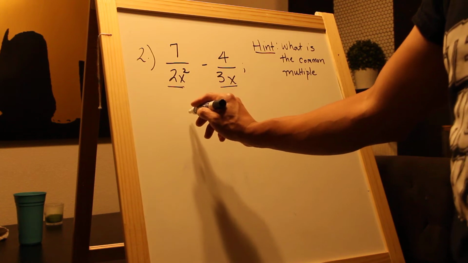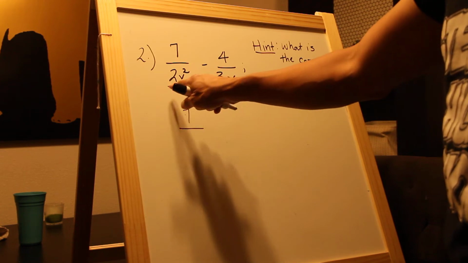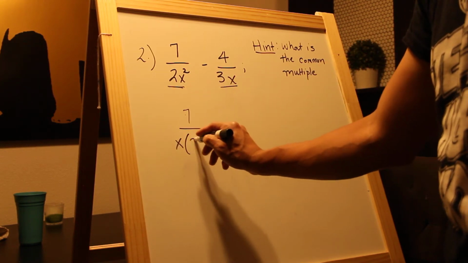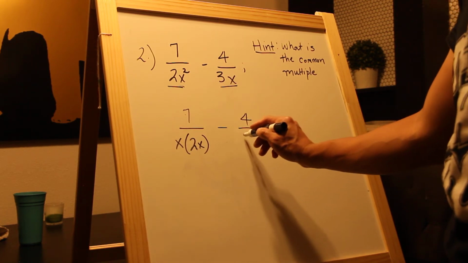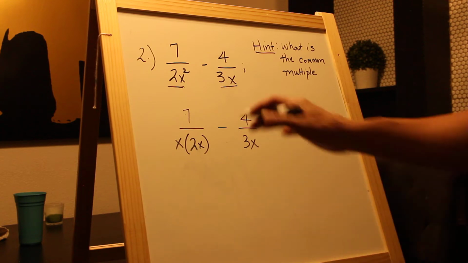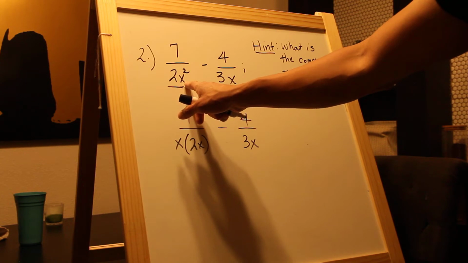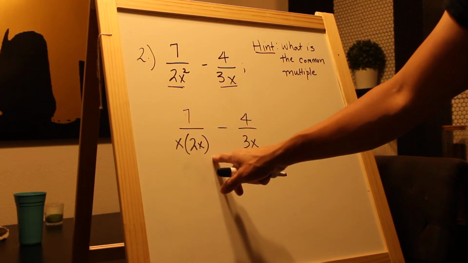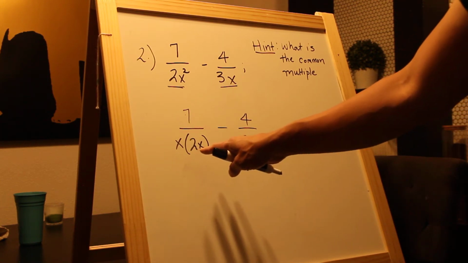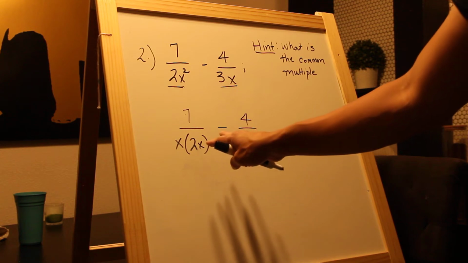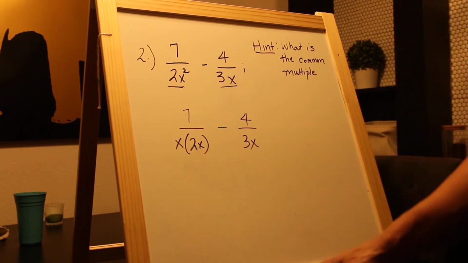A common multiple so far that I see is that when I separate x from 2x squared, I have x over here times 2x over here, minus 4 over 3x. You see here, I factor out an x, so it becomes x times 2x. Now I can see what I have to do to make both of these denominators look the same. Number one, I have to multiply this by 3, okay?